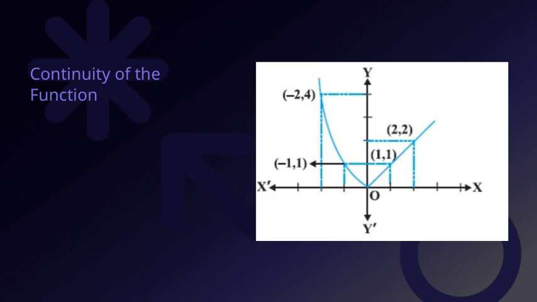First, the function must be defined at the point we're examining. If it's not, then continuity doesn't hold. Second, the limit of the function as we approach that point must exist. And finally, the value of the function at that point must be the same as the limit. If all these conditions are met, we say the function is continuous at that point.